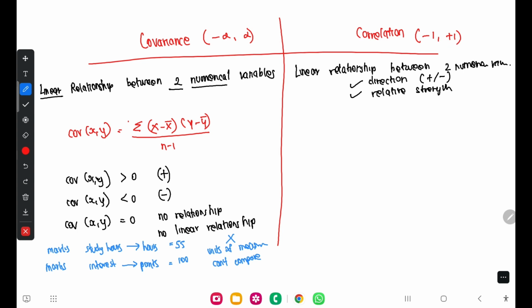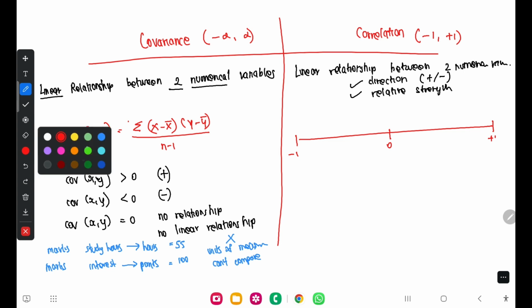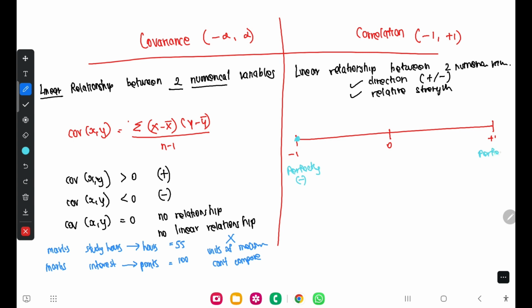So if I draw a scale over here, this is 0, this is +1, this is -1. This point over here we can say is perfectly negative. If our correlation is -1, it's perfectly negative, and if it's +1, it's perfectly positive. If it's 0, what would we say? Either no correlation, or it can be a nonlinear relationship.